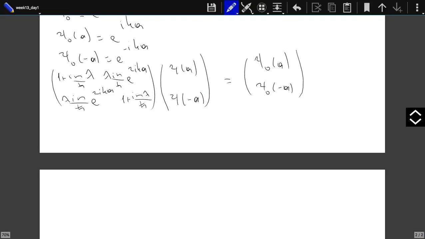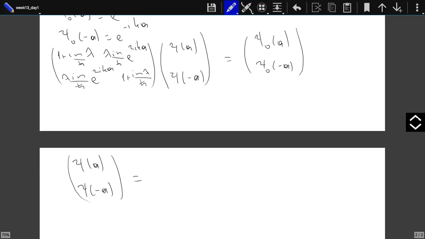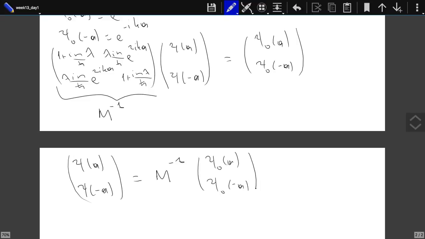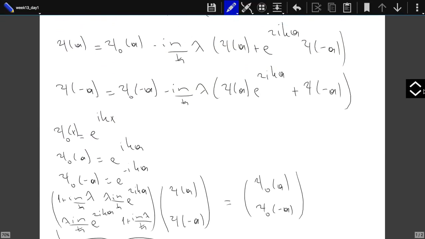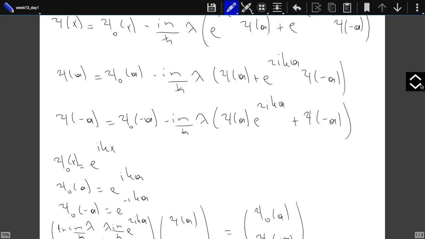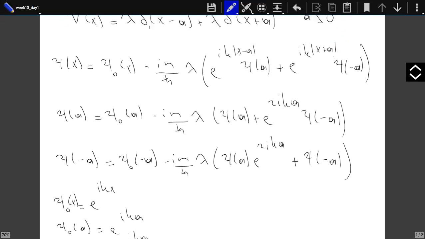Now we can just solve for psi of a and psi of minus a. This will be equal to the inverse of this matrix. Well, we will not proceed any longer. You see, what we will eventually want, you see, we have this solution.